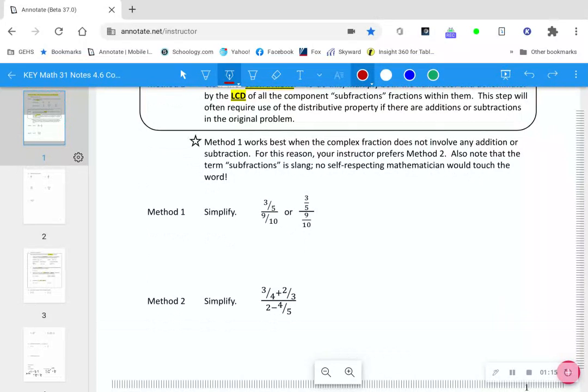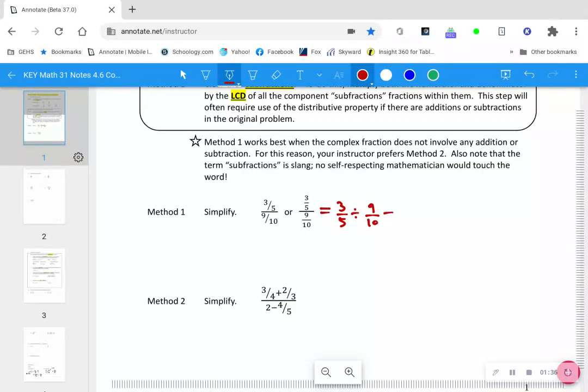And in method 1, it's preferable not to use the diagonal slash style. It's preferable to write it vertically, so 3/5 straight up and down, 9/10 straight up and down. Now the middle bar there is a division bar. So this really is the problem 3/5 divided by 9/10.